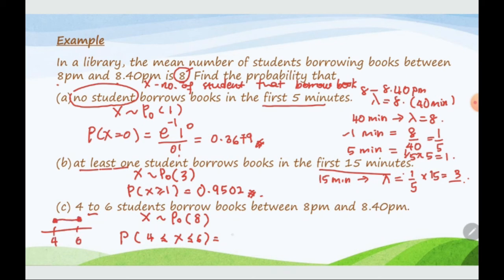So we need to take P(x greater than or equal to 4) minus P(x greater than or equal to 7). So when we read from the table, we got 0.9576 minus 0.6866. So when you subtract, you will get 0.271.